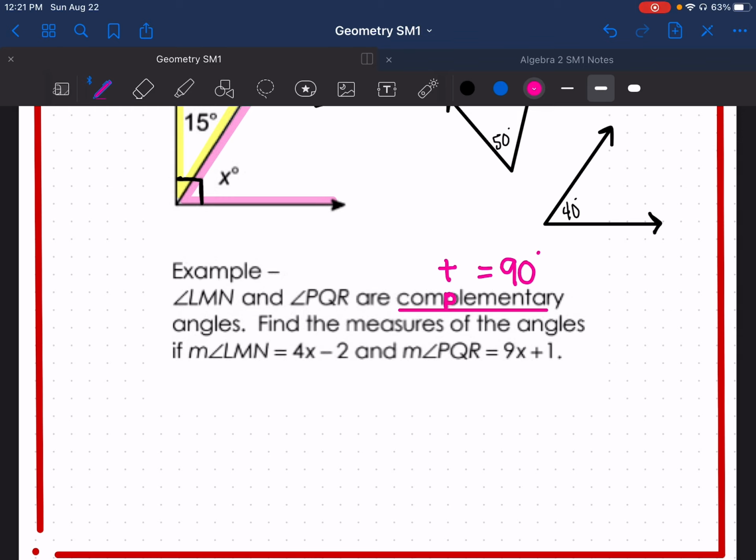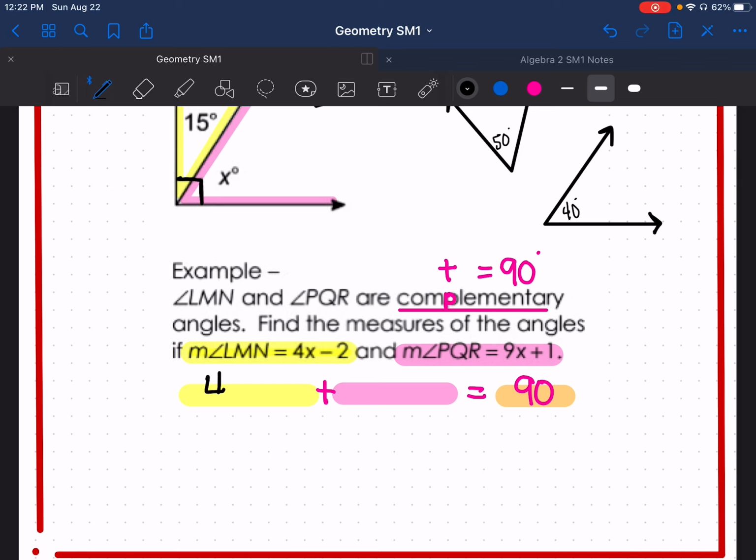Find the measures of the angles. If the measure of angle LMN is 4x minus 2, and the measure of angle PQR is 9x plus 1. Because we know that they are complementary, we're going to take our two angles, add them together, and they have to equal 90 degrees.